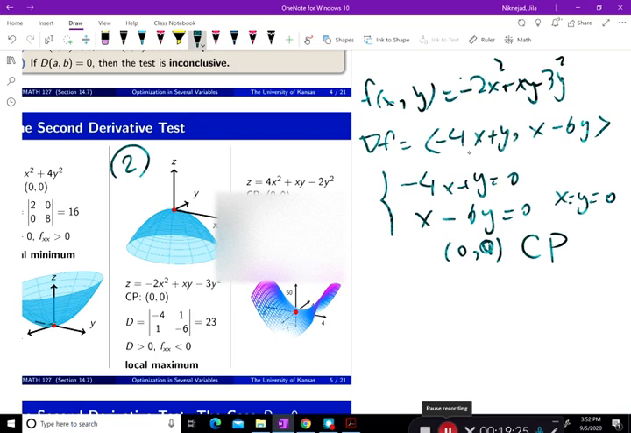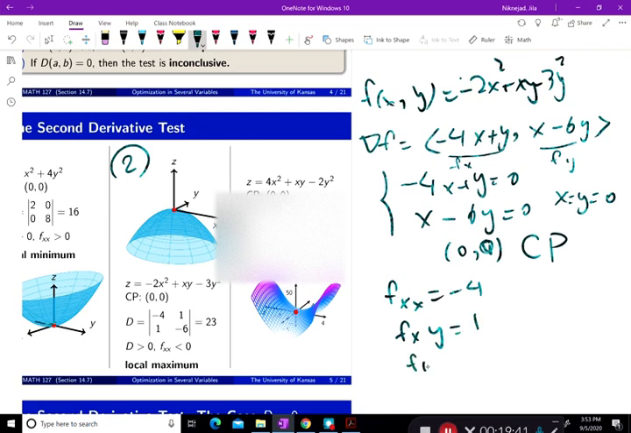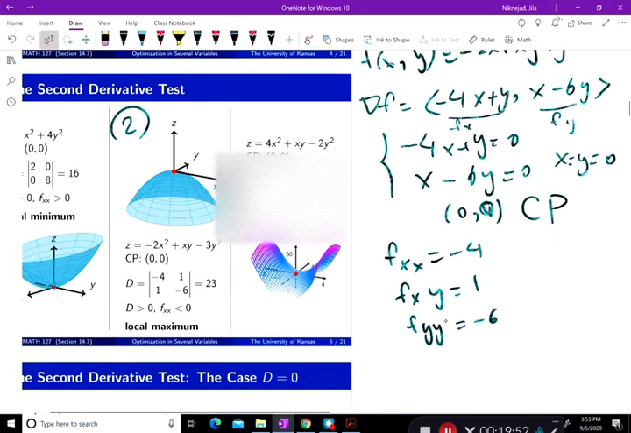Now let's find, so this was f sub x, this was f sub y, so let's find f sub xx, which is going to be negative 4, f sub xy, which is going to be 1, f sub yy, which is going to be negative 6. And they're all functions of x and y.